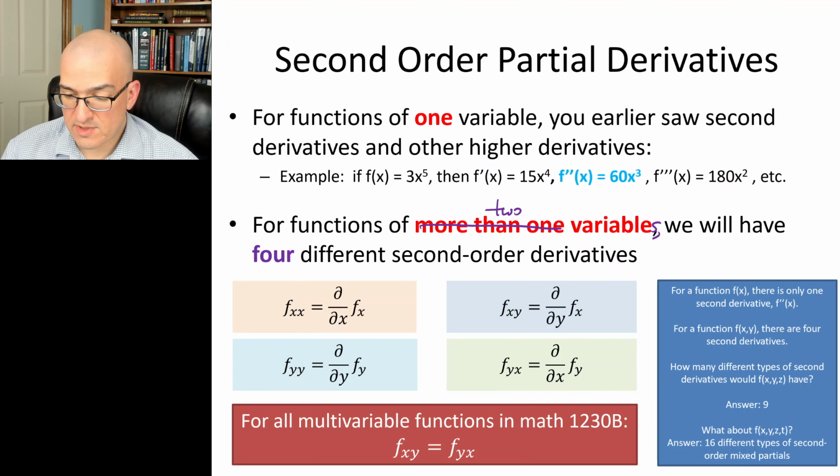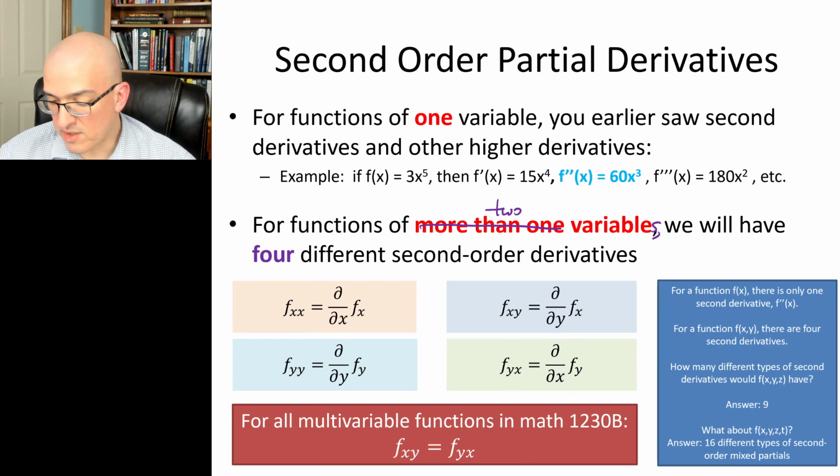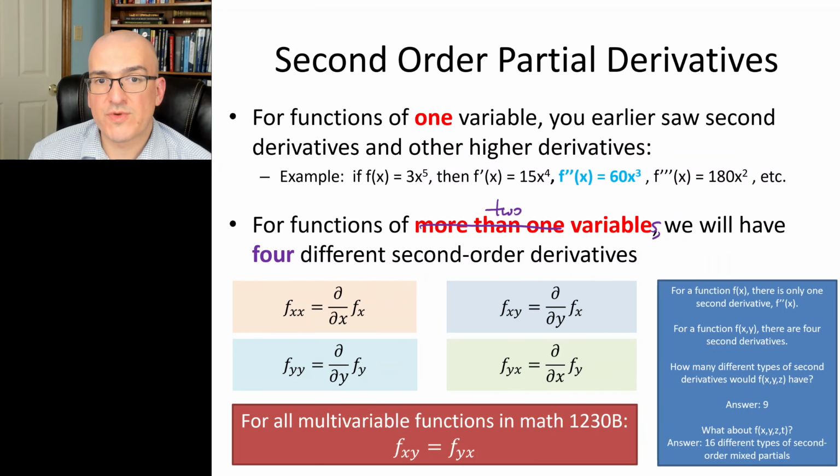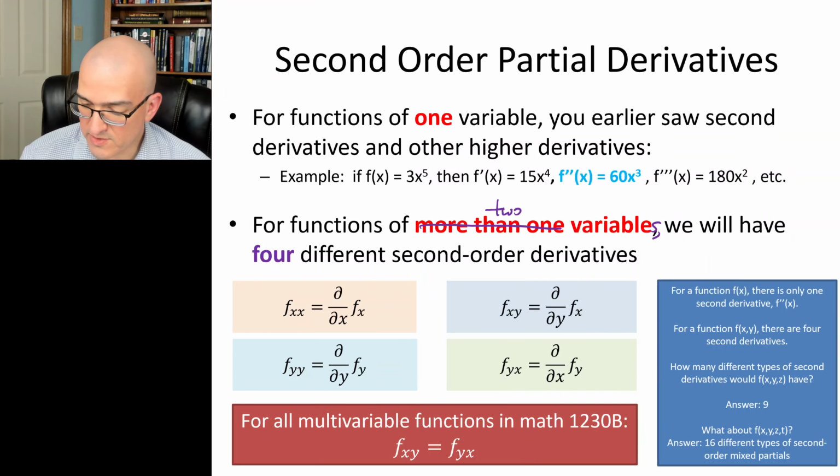This concept of second order partial derivatives growing with the number of variables, you can extend to more variables. You can extend this to 3 variables and beyond. If you have 3 variables, you have 9 different types of second order derivatives, some of which are equal to each other. And then for 4 independent variables, you'll have 16 different types of second order mixed partial derivatives, and you can probably figure out the pattern from there.